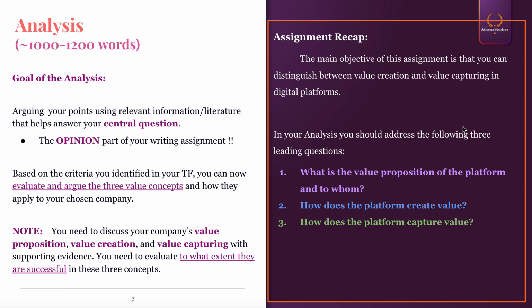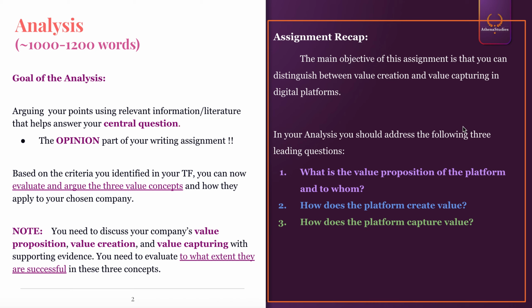If you tell us that your company's value proposition is a certain marketing statement, you need to make sure that you back that up with in-text references and evidence from academic sources. When it comes to the value proposition, maybe you just need to look at your company's website and find their value proposition there. So again, you need to support everything with evidence. Even though it is the opinion part of your essay, you still need to provide evidence for everything you say.